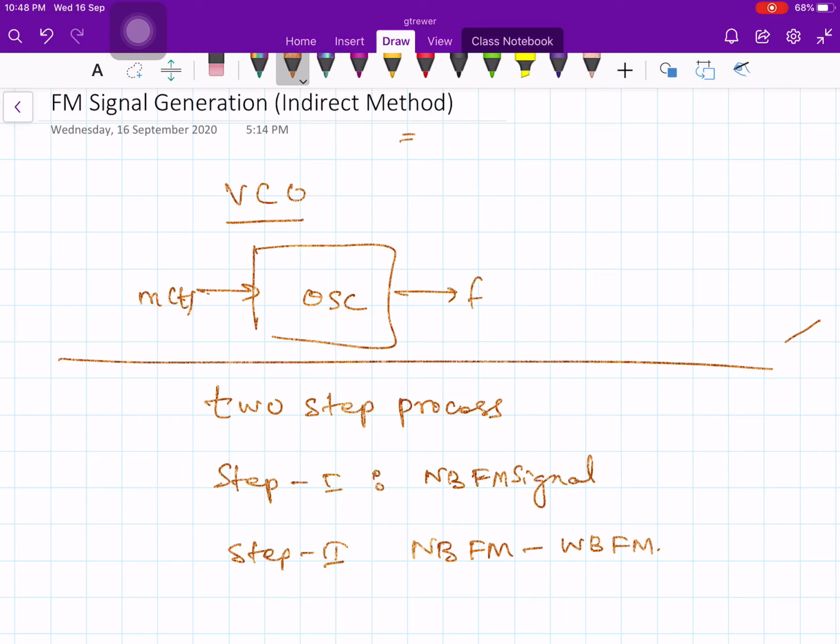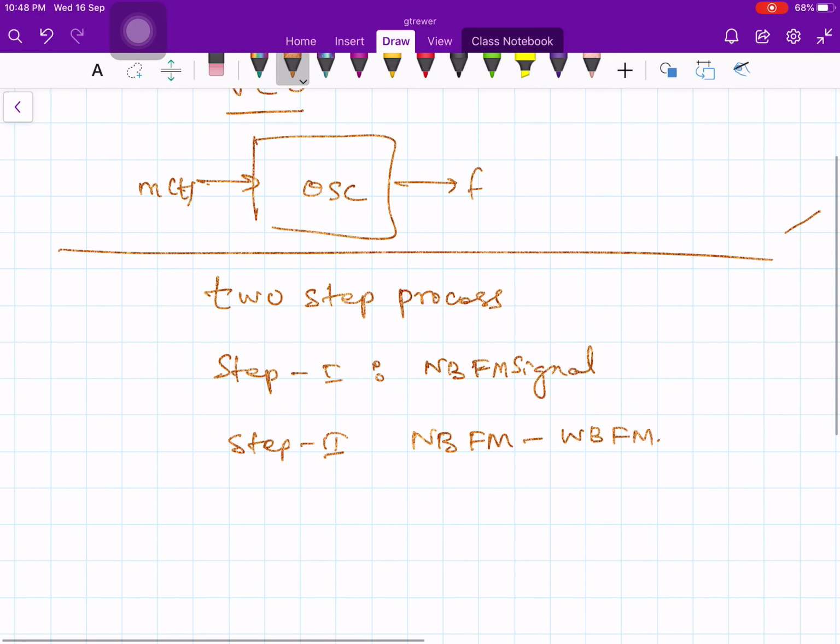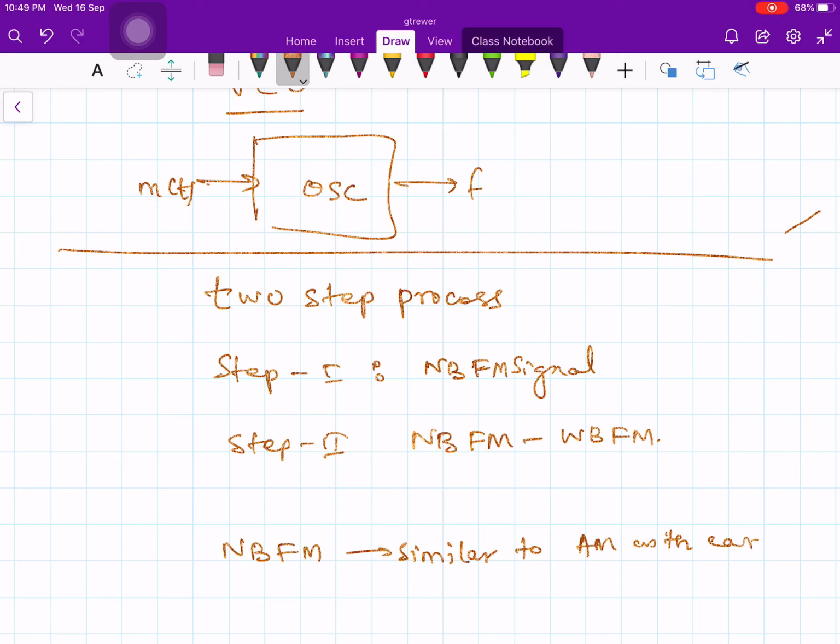Why do we want to do that? Why do we need to generate a narrowband FM signal? Because in some sense, a narrowband FM signal has a spectrum which is very similar to that of an AM signal, and that fact can be made use of to generate it. So it's easy to generate a narrowband FM signal. Its spectrum is more or less similar to your amplitude modulation with carrier. Therefore it is very easy to generate.